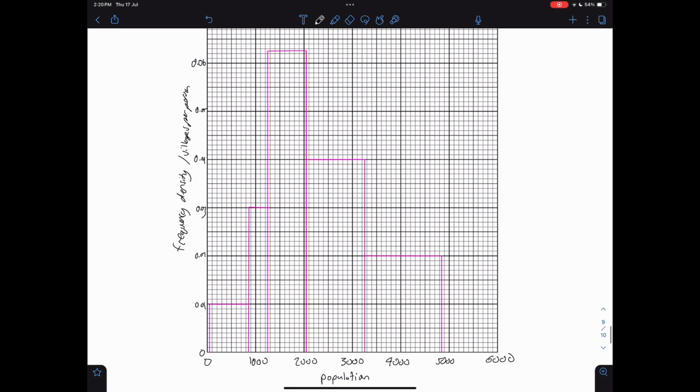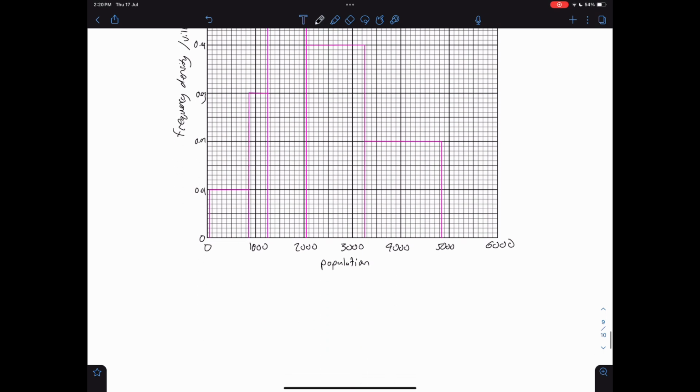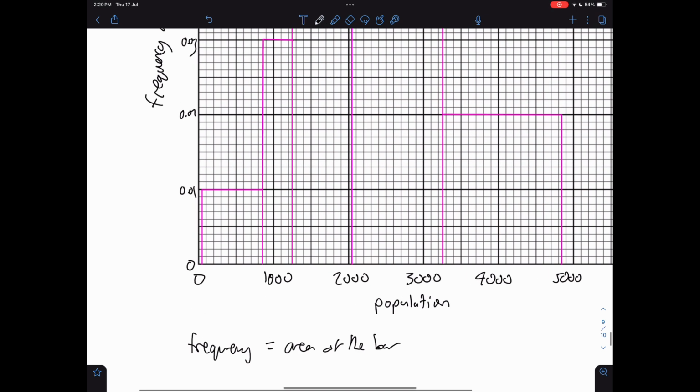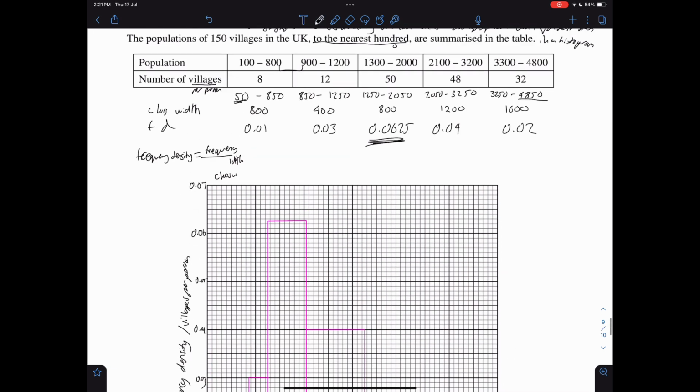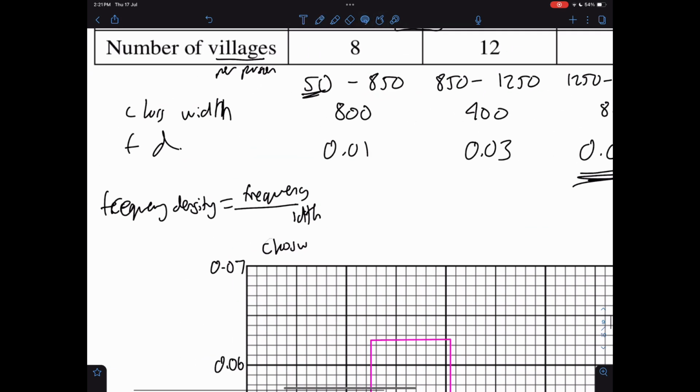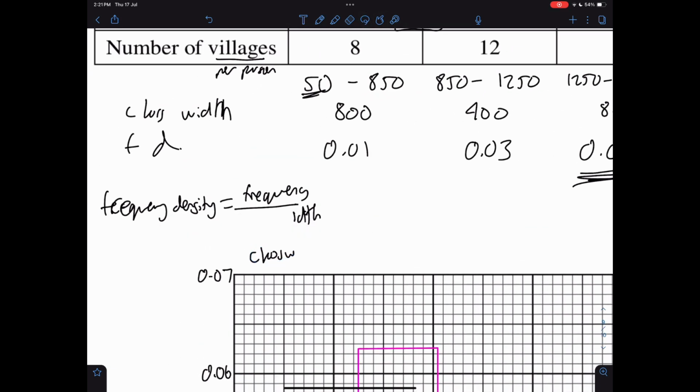And a few features. The frequency is equal to area of the bar. This is because this is going to be your class width, and this is your frequency density. So if we multiply class width by frequency density, we get frequency. So that should make sense.